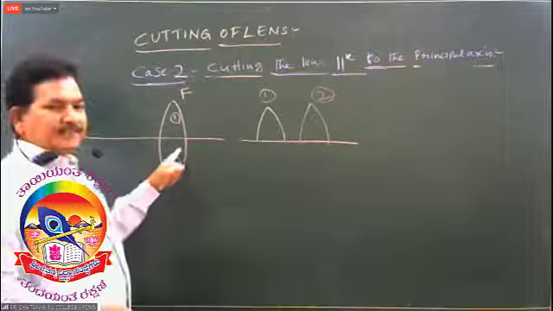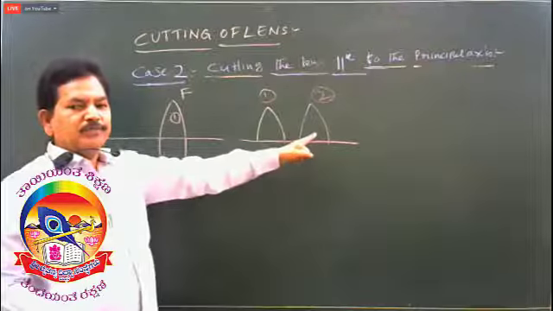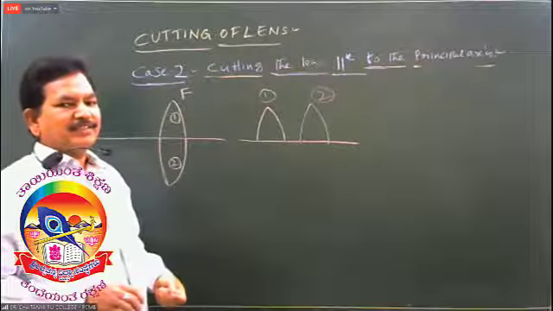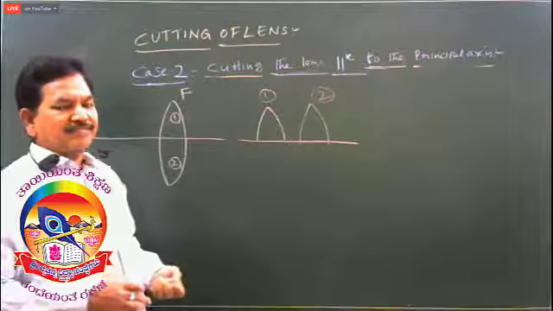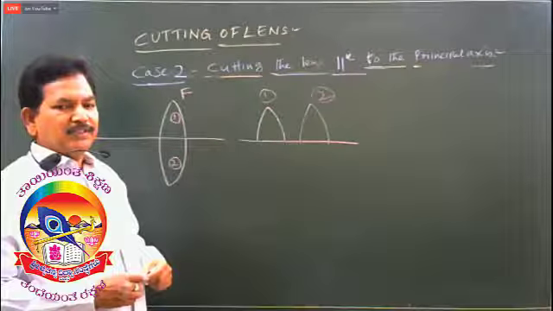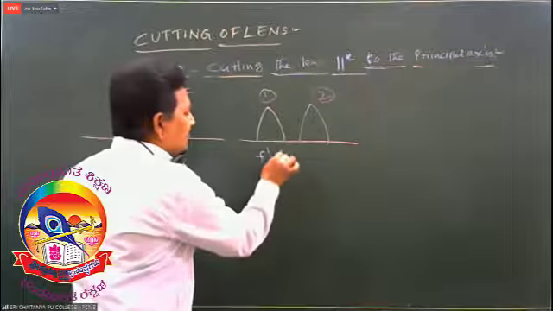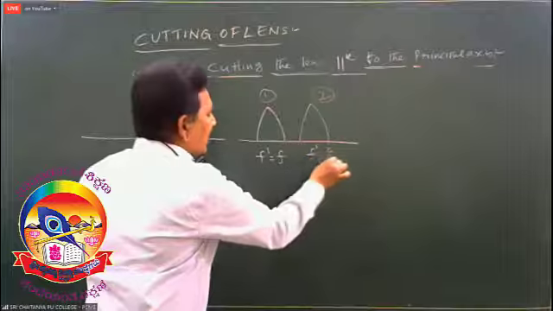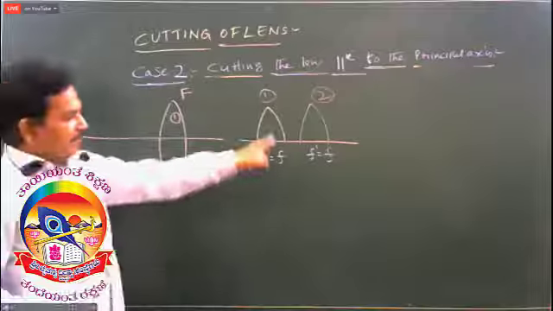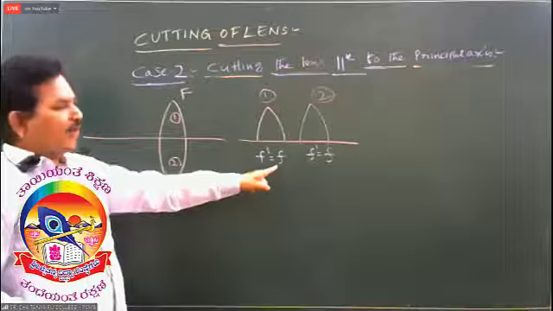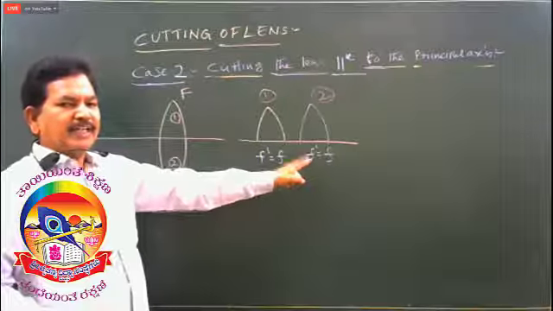See here, how many surfaces are there? Two surfaces, R1 and R2, here also two. Even though it was cut, the radius of curvature, the distance from the optic center to the center of curvature, will not change. Therefore, the focal length will not change. The focal length remains the same. What is the focal length of the first piece? F itself. What is the focal length of the second piece? F itself.